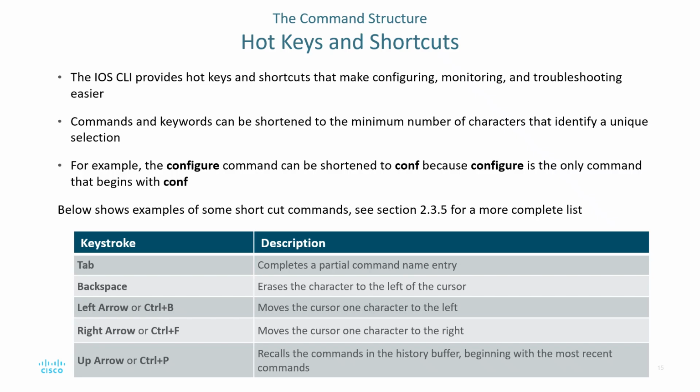Now your backspace erases the character to the left of the cursor. There is no delete option when you're in your devices. So you have to use the backspace to get rid of characters. Your left arrow or Control B moves the cursor one character to the left. Your right arrow or Control F moves the cursor one character to the right. Your up arrow or Control P recalls the commands in the history buffer, beginning with the most recent command. So get used to using your up arrow, down arrow, left, right arrows. They will help you.